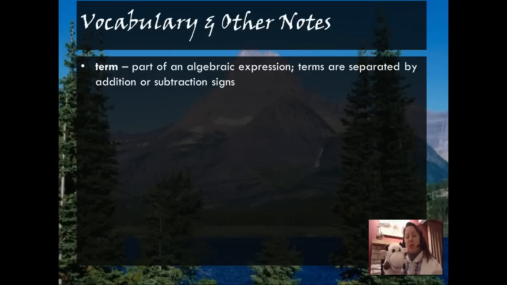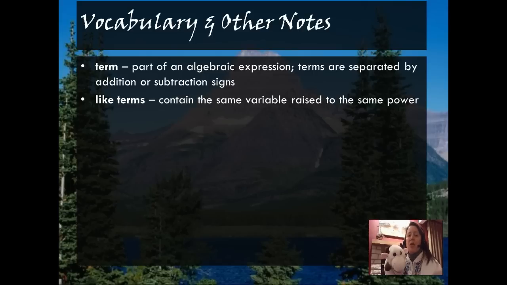We have a few vocabulary words today. The first one is term. A term is a part of an algebraic expression. The terms of an algebraic expression are separated by addition or subtraction signs. Like terms contain the same variable raised to the same power. And to simplify expressions, we will be combining like terms.